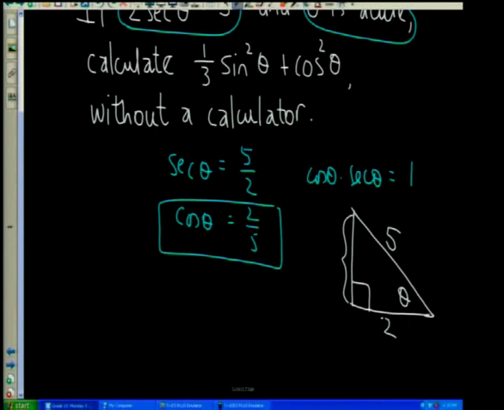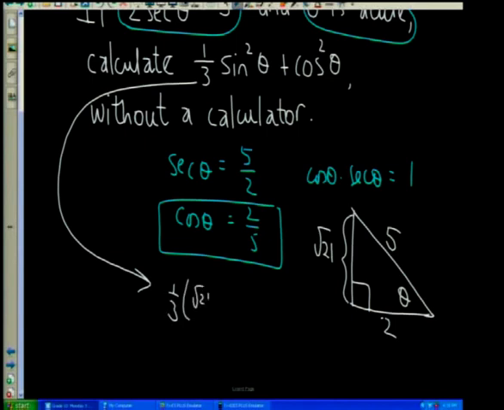You could have worked out what theta was just to compare your answers, but how would we find out this length in the right angle triangle? Yes, Pythagoras is always around to help us. The hypotenuse squared would be 25. This would be 4, so this would be the square root of 21. Okay, and that automatically means we've got what a third of root 21 over 5 squared is, plus cos theta, which we've also got from here, 2/5 squared.